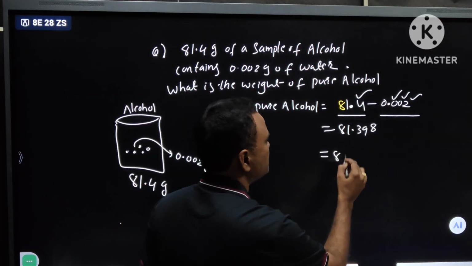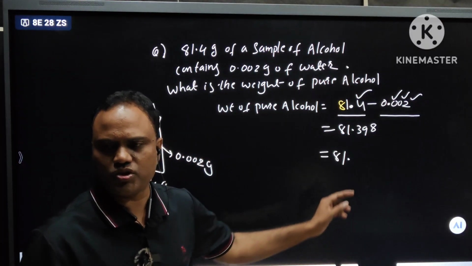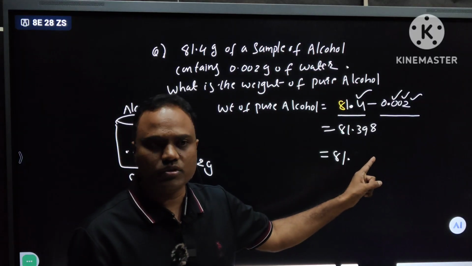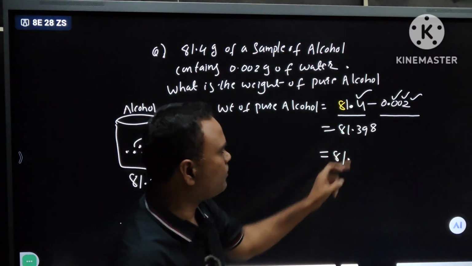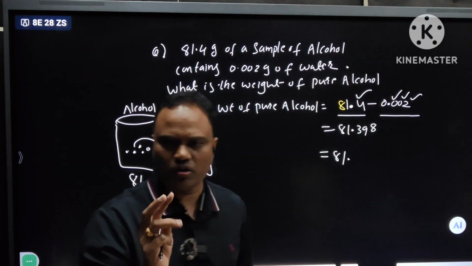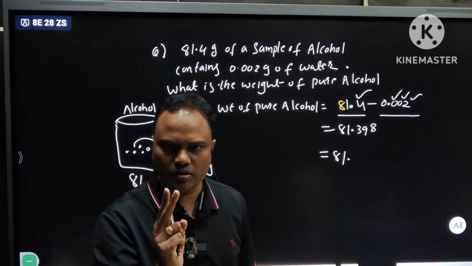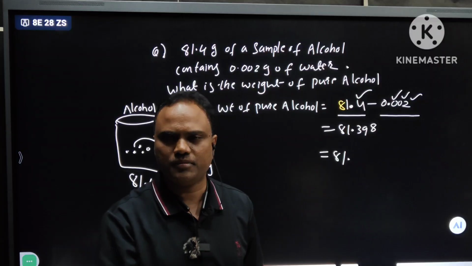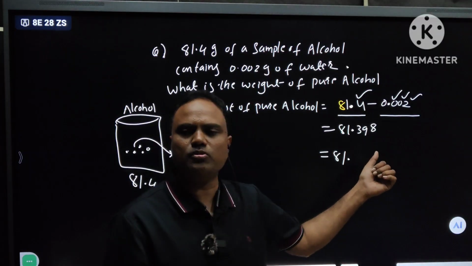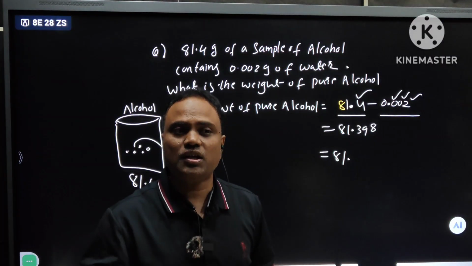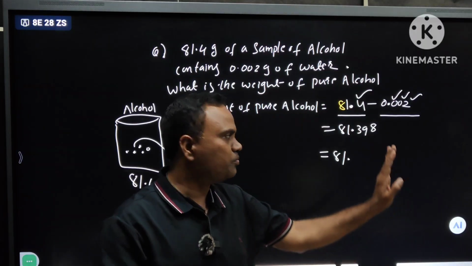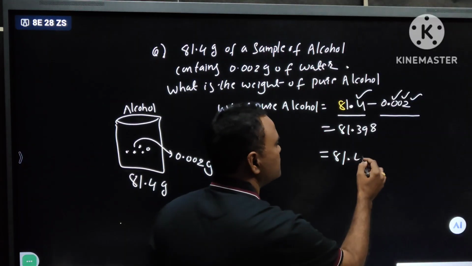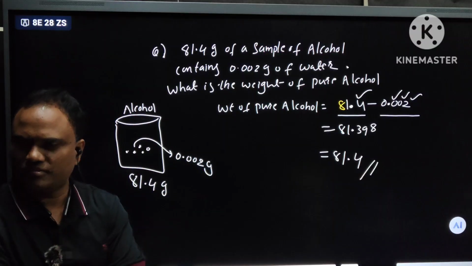Meaning 81 point. Which number do you have to remove now? 9. After the point you have to keep only 1 decimal place. Clear? So for that you have to remove 9. But 9 is greater than 5, so you have to add 1 to the previous number. So the answer will be the same. Clear?